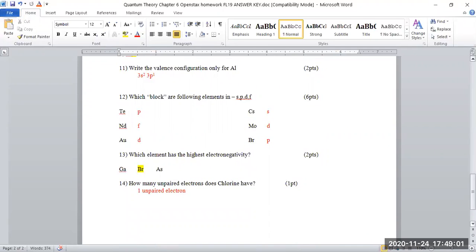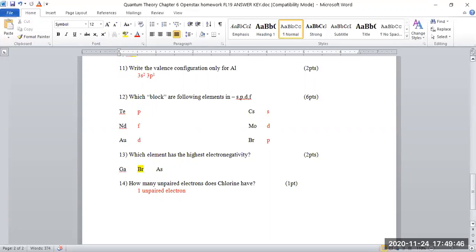For blocks, this is the one where you look at the periodic table as a whole and decide which major group they are in, in terms of what the last chunk of the periodic table is being filled for the electron configurations. So tellurium is a P block. Neodymium, all the way at the bottom of the periodic table, is an F block. Gold is a D block because it's a transition element. We have cesium, left-hand side of the table, it's S block. Molybdenum, transition metal, it's a D block. And bromine's a halogen, so it's a P block.